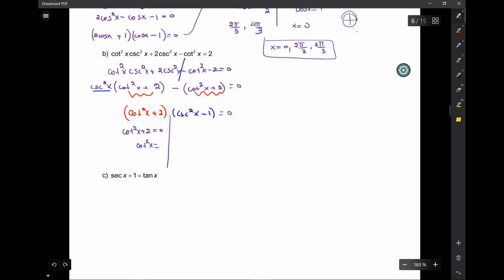So look at this one. Cotangent squared x equals to what? Negative 2. And does that work? Can you square something and make it equal to a negative? No, because when you take a square root, it's going to be the square root of negative 2. So no information there.